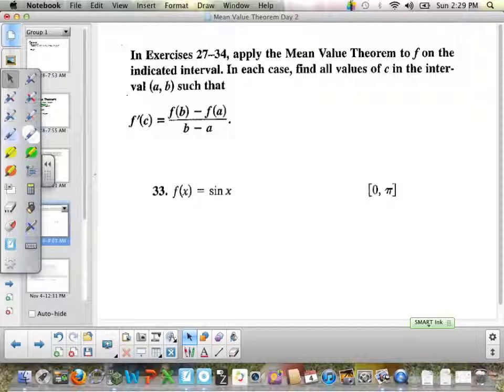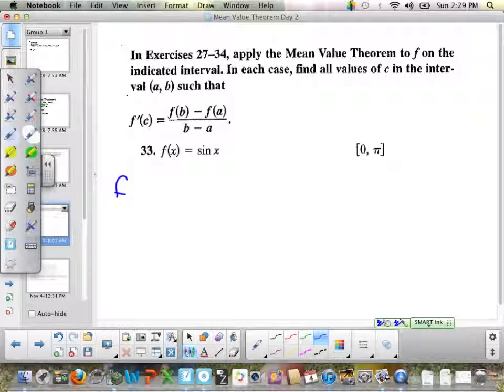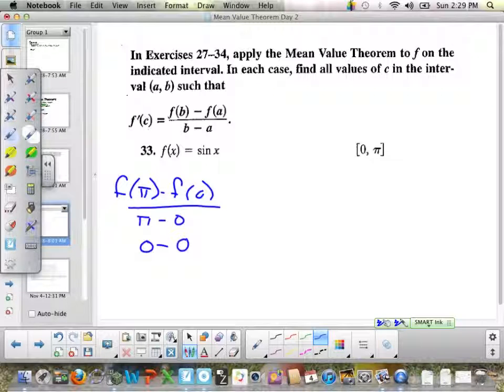Apply the mean value theorem. All right? Mean value theorem, first off, is this continuous? Well, sine is continuous and differentiable, just like it was in the last problem. So we can find the average rate of change, f of pi minus f of 0 over pi minus 0. Sine of pi is 0 minus 0 over pi. The average rate of change is 0, so we're looking for where the derivative equals 0.